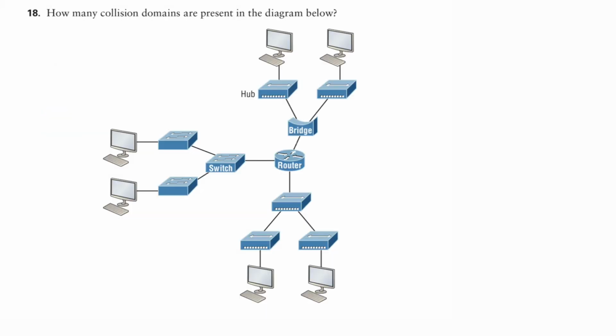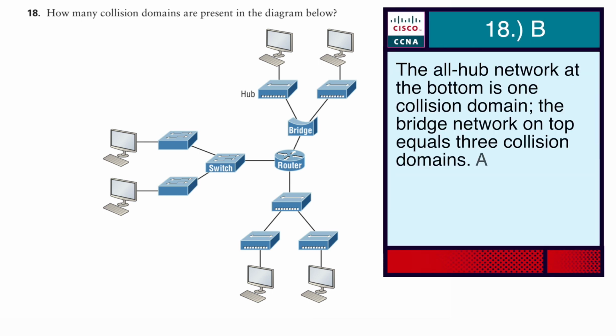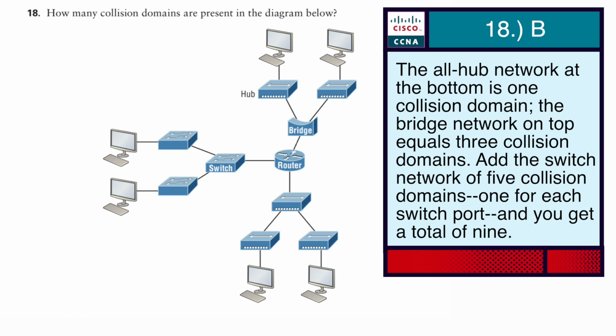Number 18. How many collision domains are present in the diagram below? 8, 9, 10, or 11? The correct answer is B, 9. The all-hub network at the bottom is one collision domain. The bridge network on the top equals 3 collision domains. Add the switch network of 5 collision domains, 1 for each switch port, and you get a total of 9.